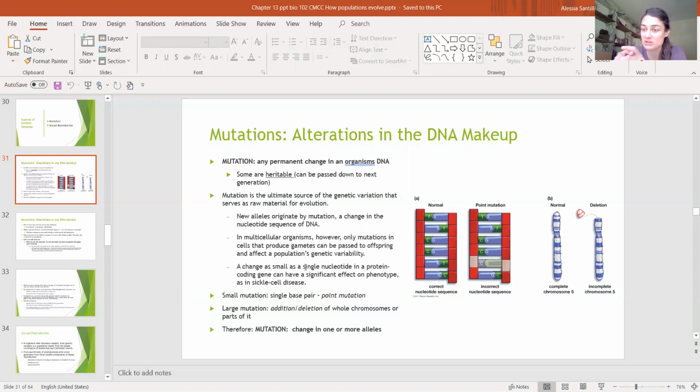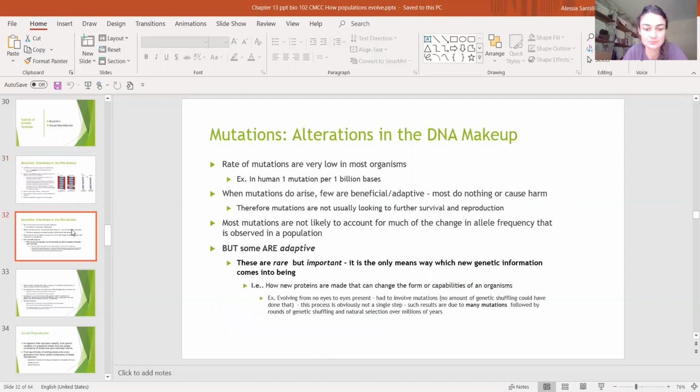So you can have small mutations, right? They could be point mutations where only one single nucleotide gets changed, or you can even have large ones. Large ones are the ones that are going to affect the entire chromosome, right? So we have additions or deletions. All of these are different kinds of mutations, and a mutation is just a change in one or more alleles.